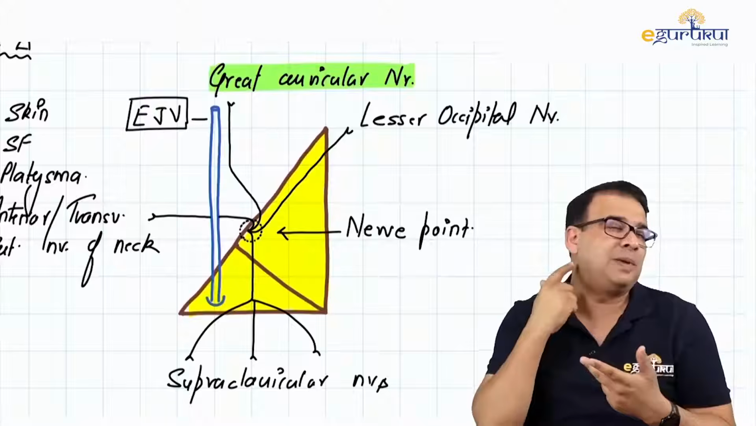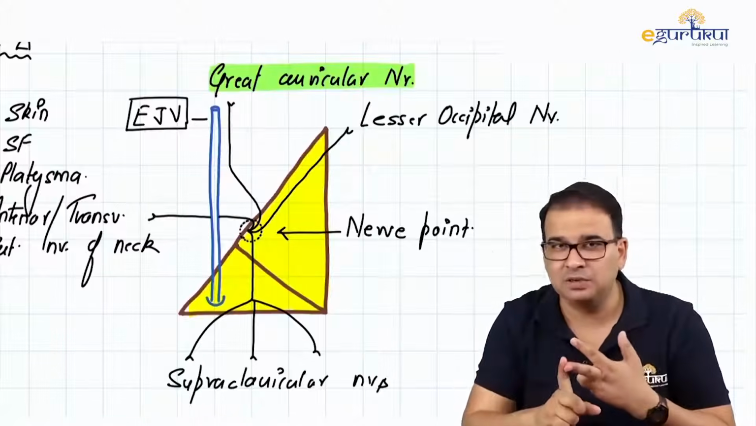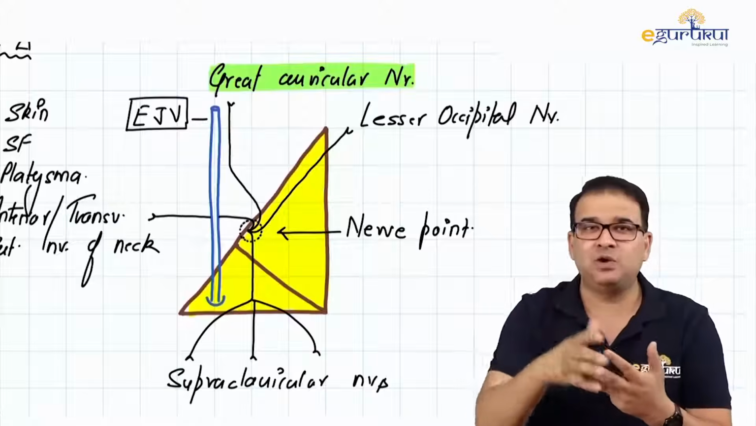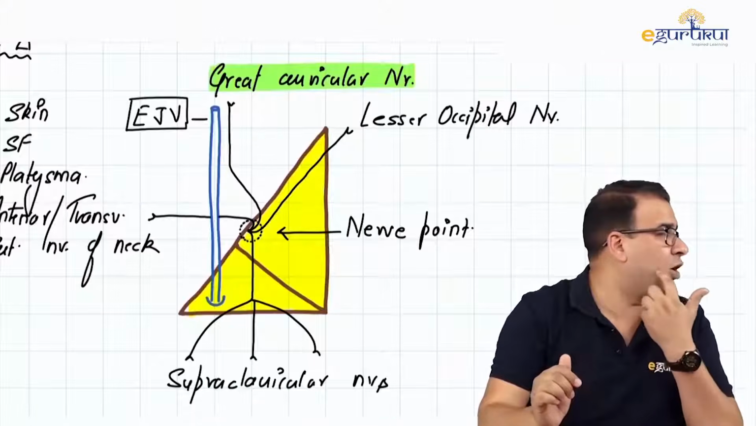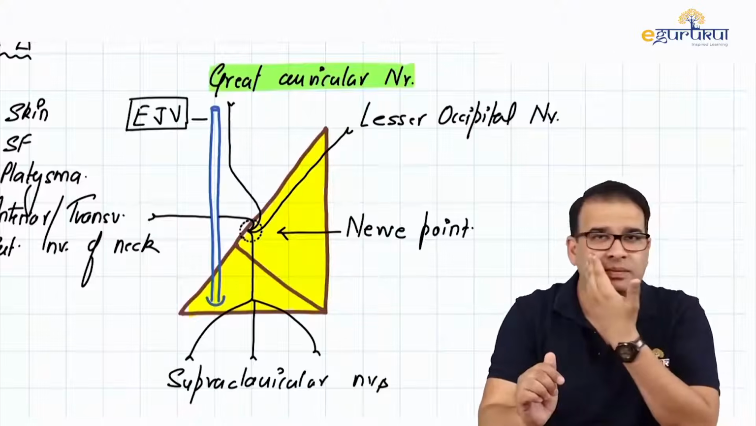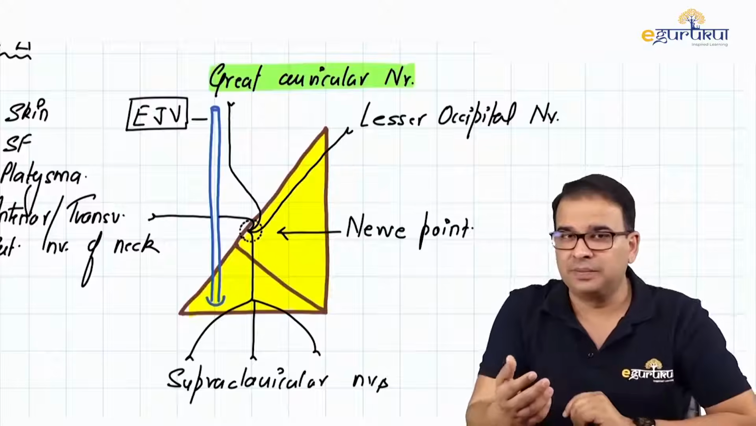The great auricular nerve, which is supplying the skin in this region here, again, we have the apex of the parotid gland. That also can be injured. The facial nerve goes inside the parotid gland. Even that can be injured. The buccal nerve is supplying the skin here on the cheek region, which is just anterior to the parotid gland. Again, that could be injured here.